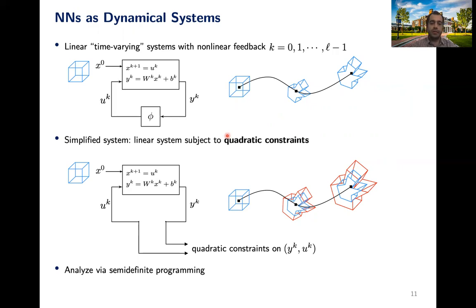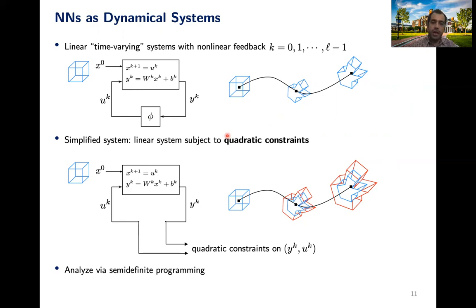Here, the linear time varying part is the affine transformations in the neural network, and the nonlinear feedback is the activation layers of the neural network. I'm assuming here that all the activation layers are the same. For a neural network with L layers, this dynamical system interpretation has L time indices. For each layer, we associate a time index, and the input to the neural network corresponds to the initial condition for this dynamical system.